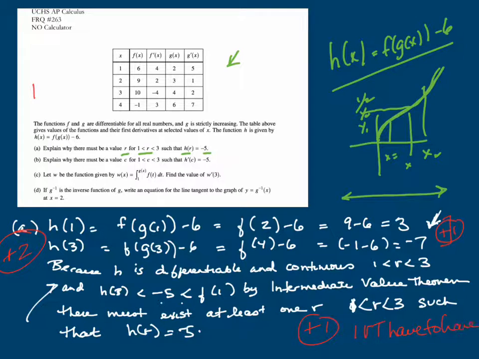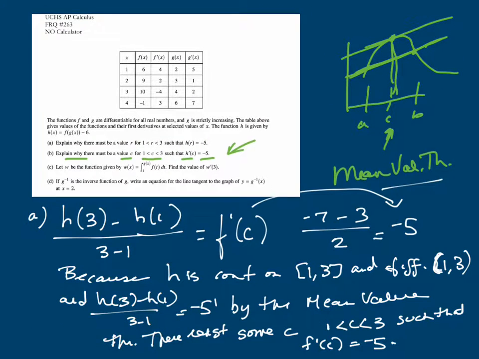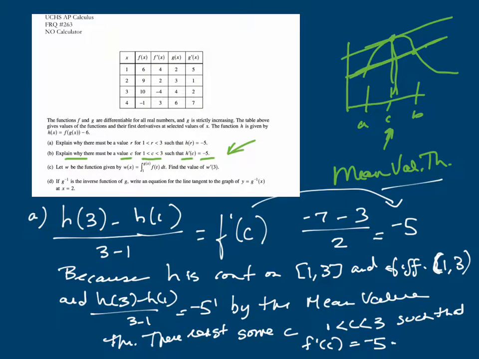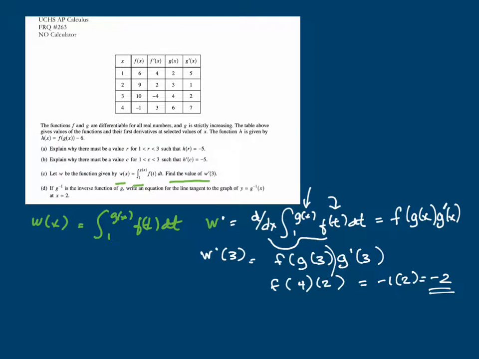Okay, so let's go on to part B, sorry. See, this is part B. I wrote part A. This is part B. Part B is worth 2 points too. You get 1 point for having that, and 1 point for the mean value theorem with the conclusion. Okay. Part C is worth 2 points.